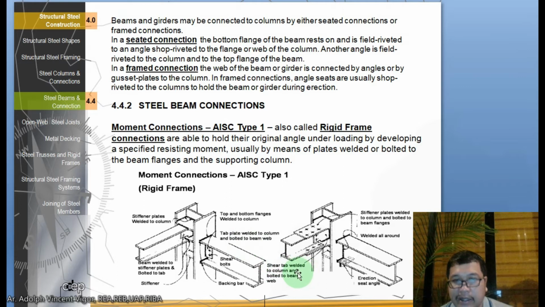Okay, another example is here. You have the shear tab welded to the column and bolted to the beam web, and an erection seat angle, then welded all around. Then stiffener plates welded to the column and bolted to the beam flanges. So it's welded all around.